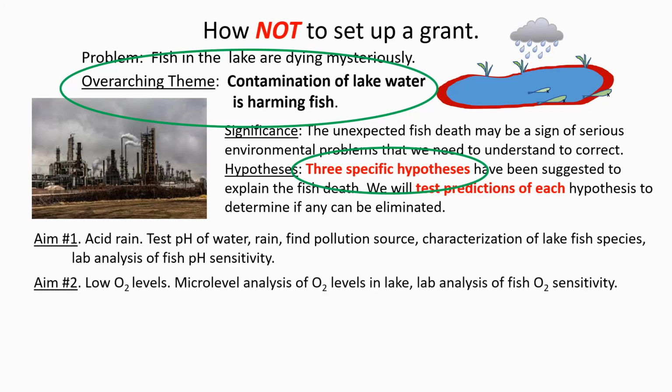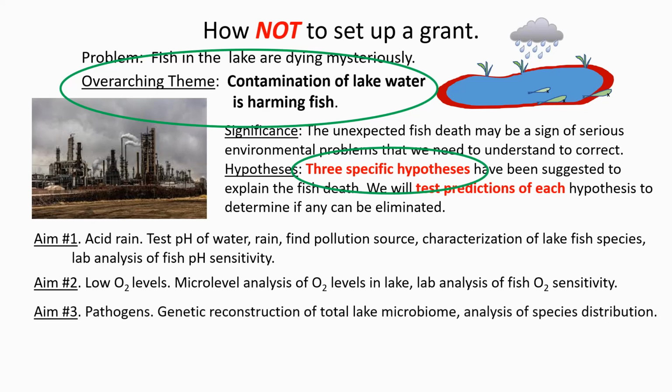In Aim 2, they'll consider the possibility that low oxygen levels in the lake are responsible for the fish death. They'll do a careful analysis of the O2 levels throughout the lake, laboratory analyses of fish oxygen sensitivity. And finally, in Aim 3, they'll investigate the possibility that pathogens in the lake are responsible for the fish death. They'll do a genetic reconstruction of the total lake microbiome and analysis of the species distribution of the microbes.